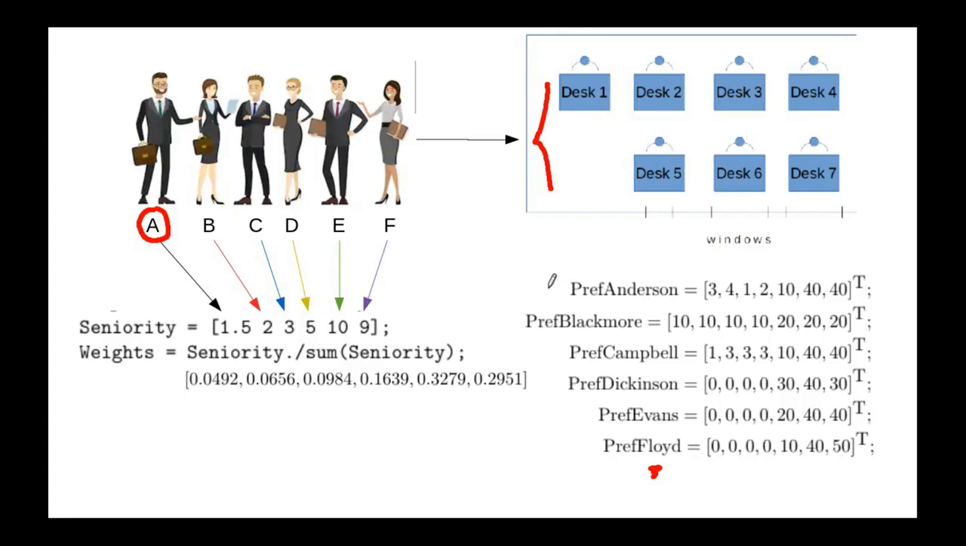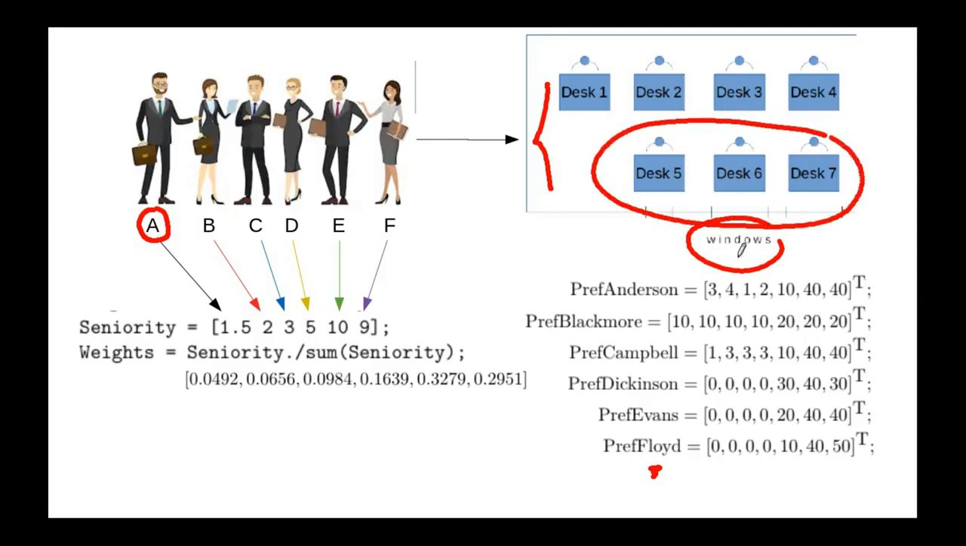We asked all our workers about the preferences of where they want to be assigned. Obviously here we have windows, so all the people prefer to work here in front of the windows, yeah? But we have only 3 desks, so we cannot satisfy everyone. We cannot satisfy their preferences.